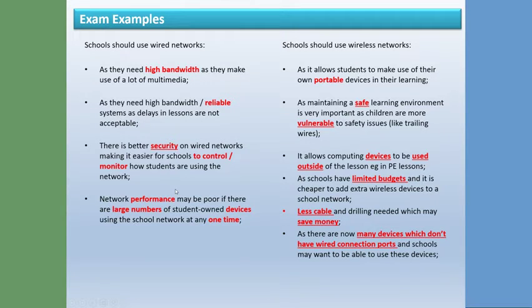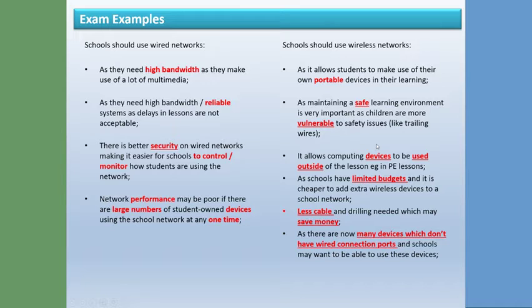There's better security on a wired network, making it easier to control or monitor, and it allows better network performance. We have a large number of student-owned devices using the network at any one time, so the performance may be impacted. Using wireless networks allows students to make use of their own portable devices. It maintains a safe learning environment because there are no trailing cables, so there are no trip hazards.